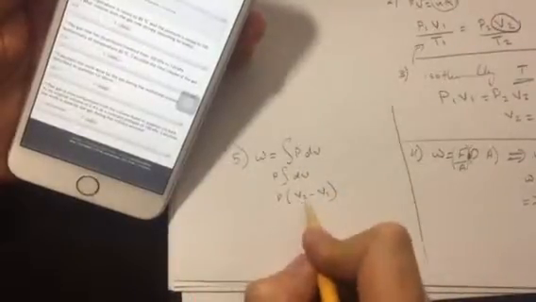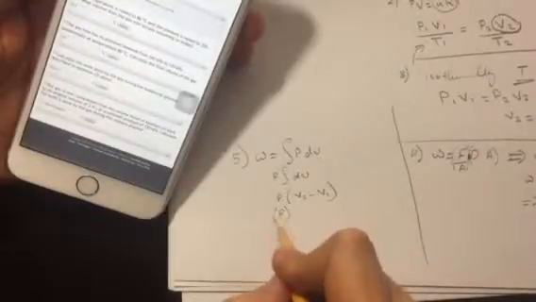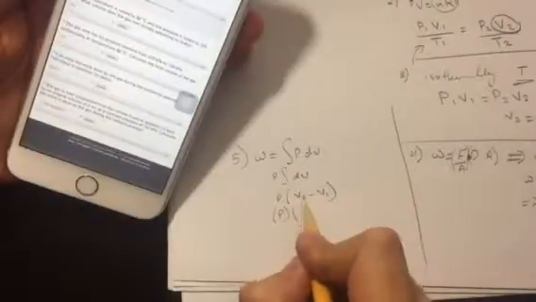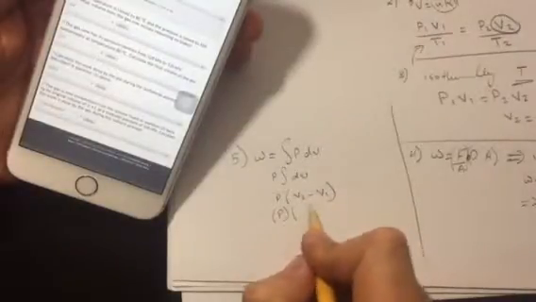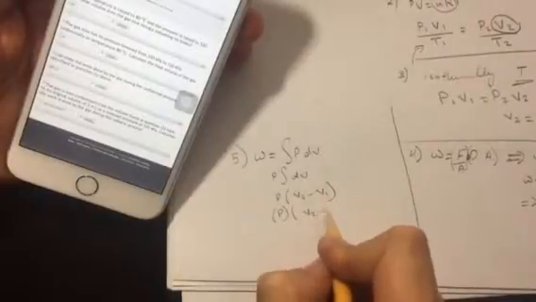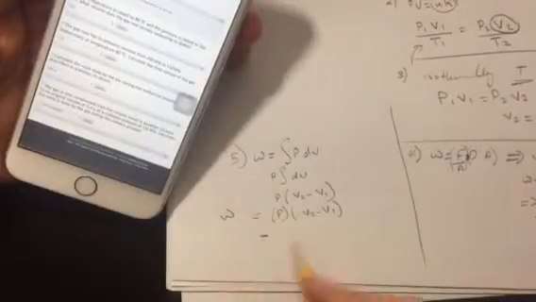So this is P times the answer from number 3 minus the answer from number 1, V2 minus V1. And you get the work done, and make sure it's negative.